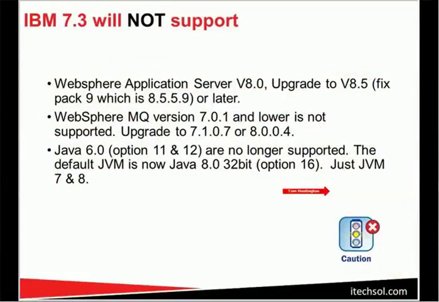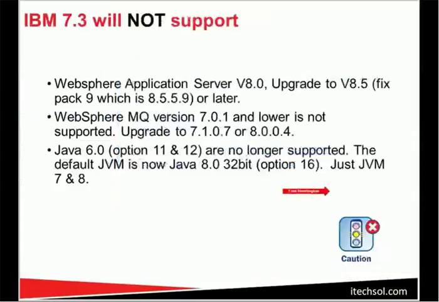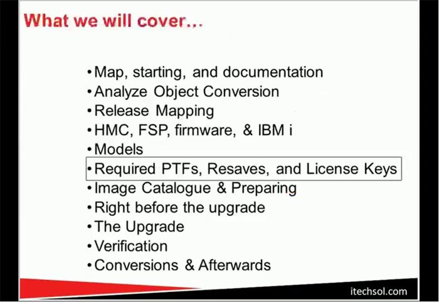And we talked a little bit about Java, and this is the way we're going to use that WRKJVMJOB command. Java 6 is no longer supported, and the default for 7.3 will now be JVM 8. JVM 7 and 8 are the only supported versions of Java at 7.3. So it's real important to know that.